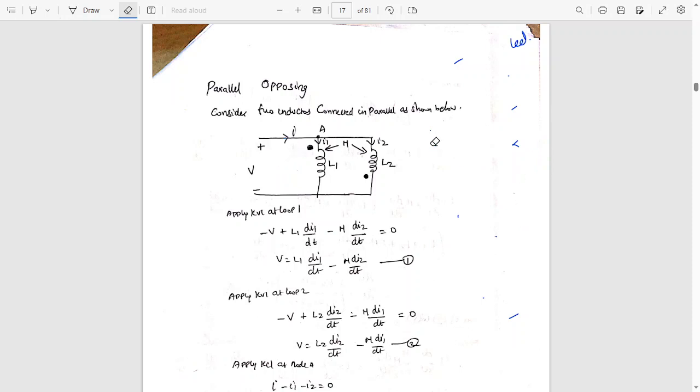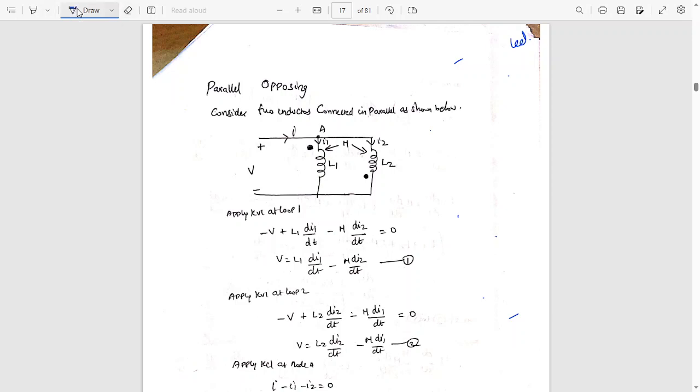Let us start. It is very similar to what we discussed in the parallel aiding connection, but the dots are in different places. That we need to consider for positive and negative signs, so we are supposed to follow the dot convention. I'll provide a new video for the dot convention separately. If you didn't understand how I mentioned the polarities, just watch that video.